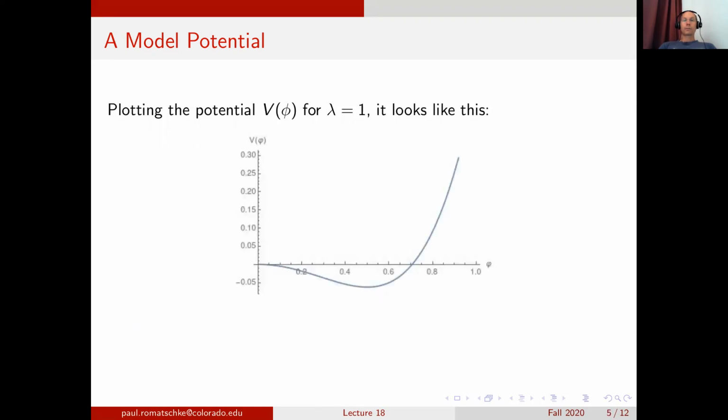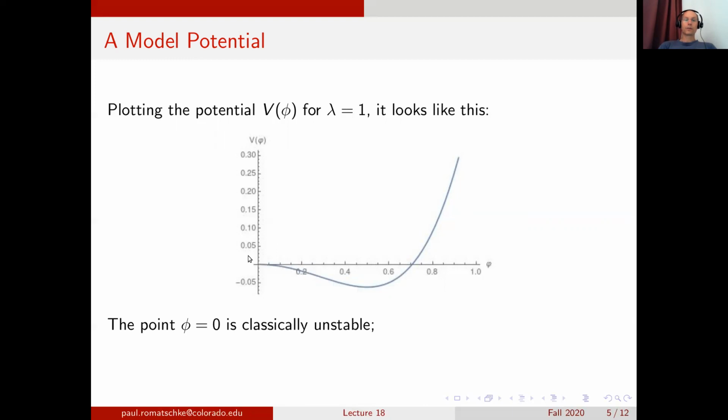To get a feel for the potential, I have included here a plot of the potential for a specific choice of the coupling constant, and it shows that it basically goes down for small values of the field, then has a minimum at some value, and then continues to rise according to the phi 4 term for large values of the field phi.